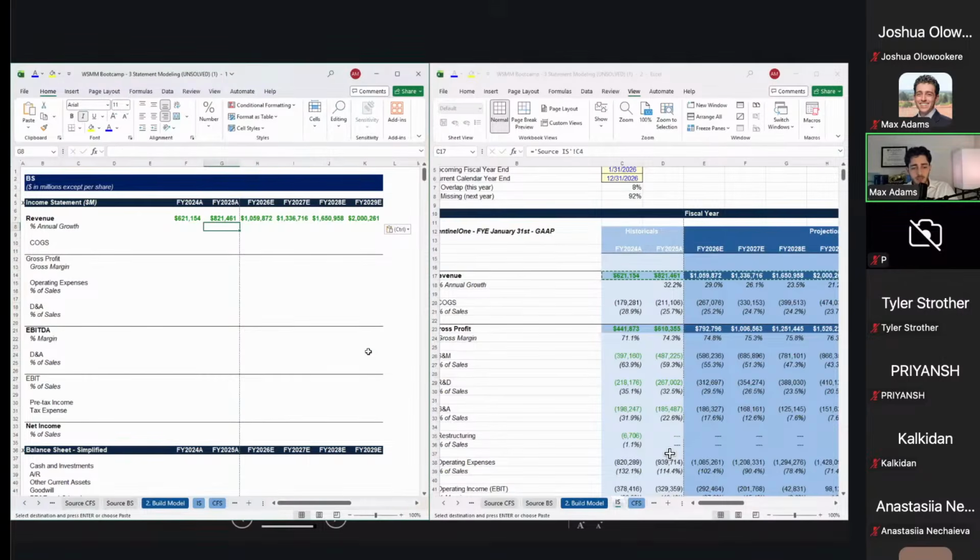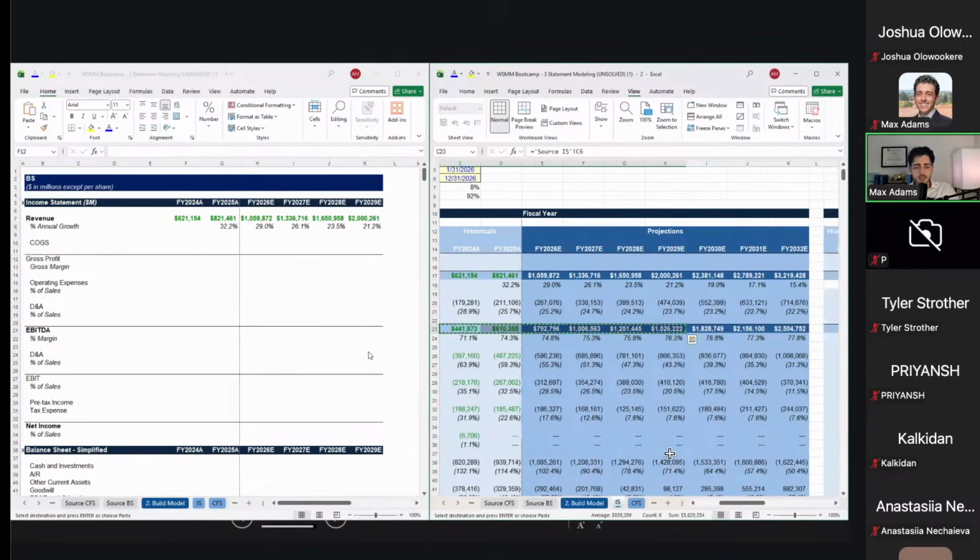Then next up, the annual growth. For this one, I'm just going to calculate it again because it's super simple. We could also link it up, but in general, I like to calculate because you don't want to have too many links. You want to have as few links as possible. Next up, I'm going to link the gross profit. So I'm going to take the gross profit over here, link that, and then calculate the COGS as the difference between the gross profit and the revenue.